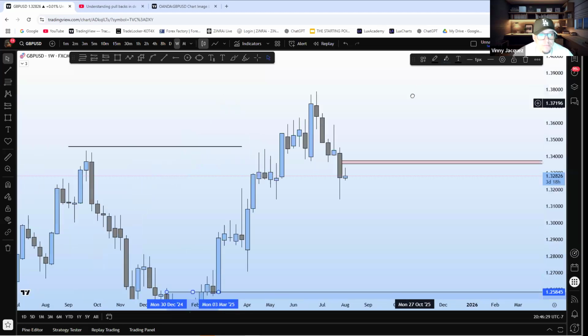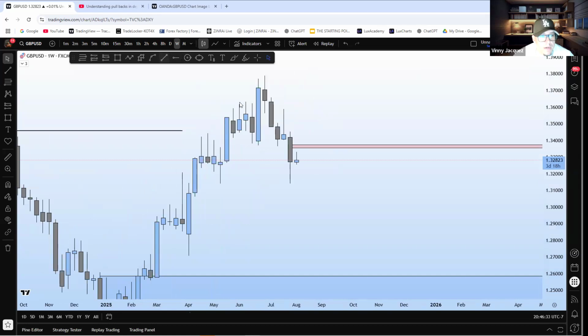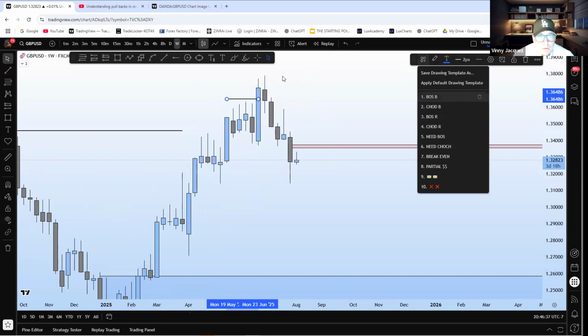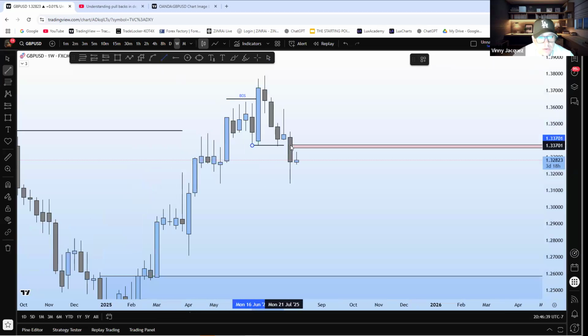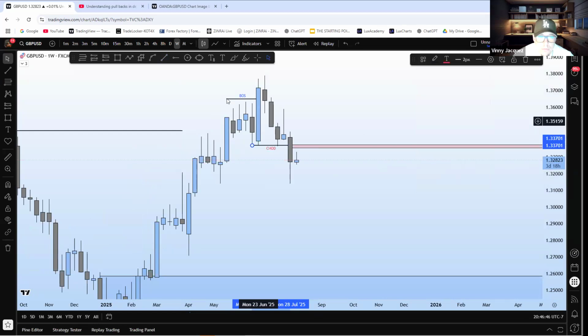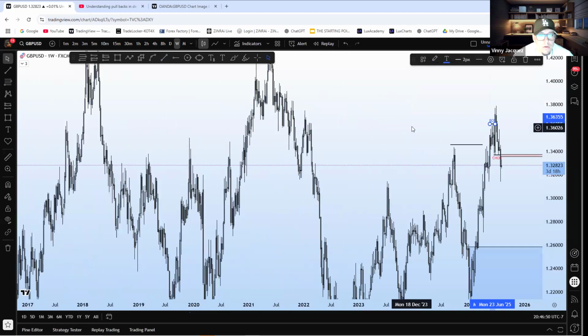Weekly setup. The weekly setup, I am seeing a structure shift right here as well. We do have a break of structure to the upside, and we do have the change of direction here. And this is on the weekly, so this is pretty good movement. I do not mind this. Do not mind this at all.